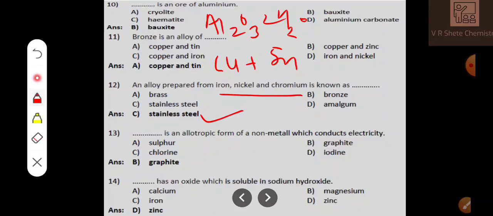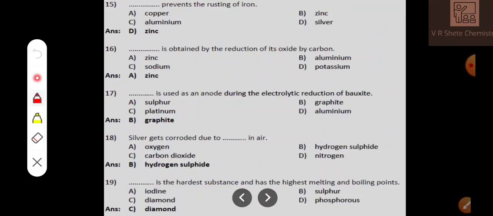Next one. Graphite is the allotropic form of non-metals which conducts electricity. Graphite is the allotrope of carbon. Zinc has an oxide which is soluble in sodium hydroxide. Zinc oxide is soluble in sodium hydroxide.